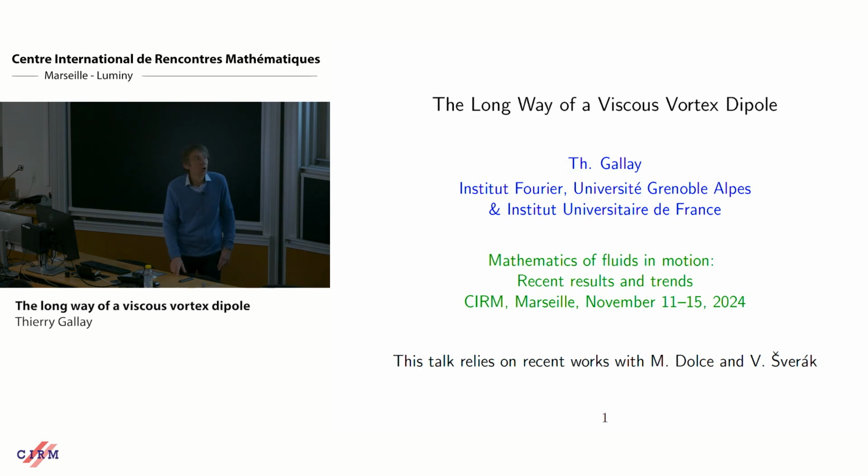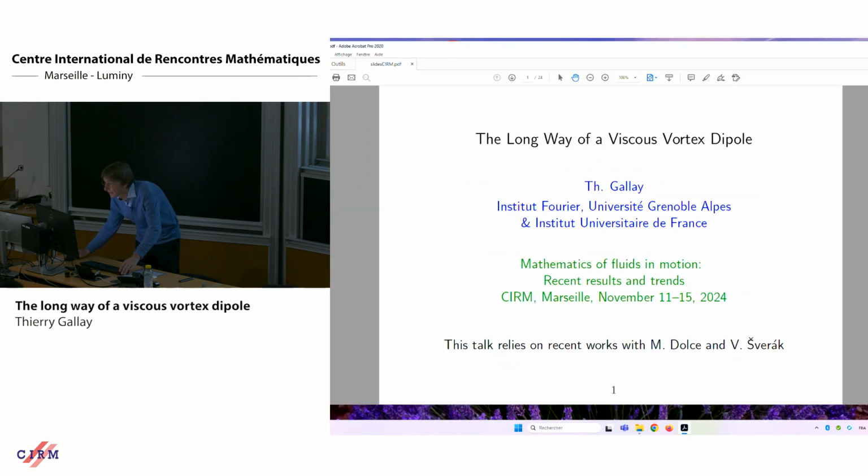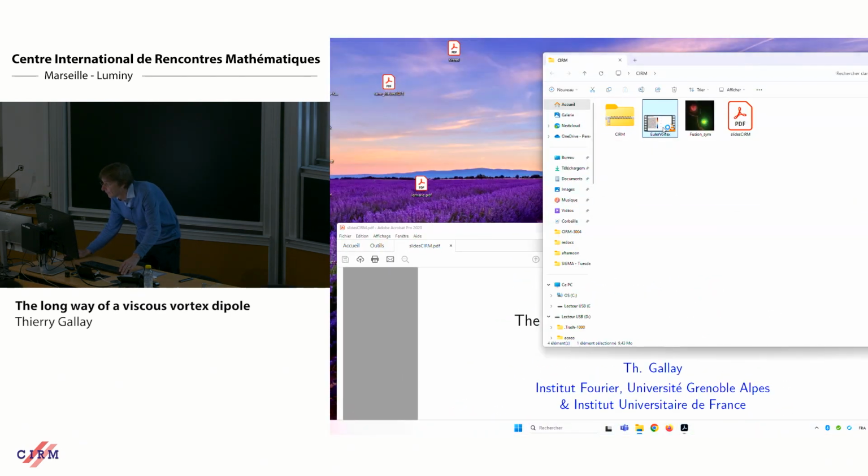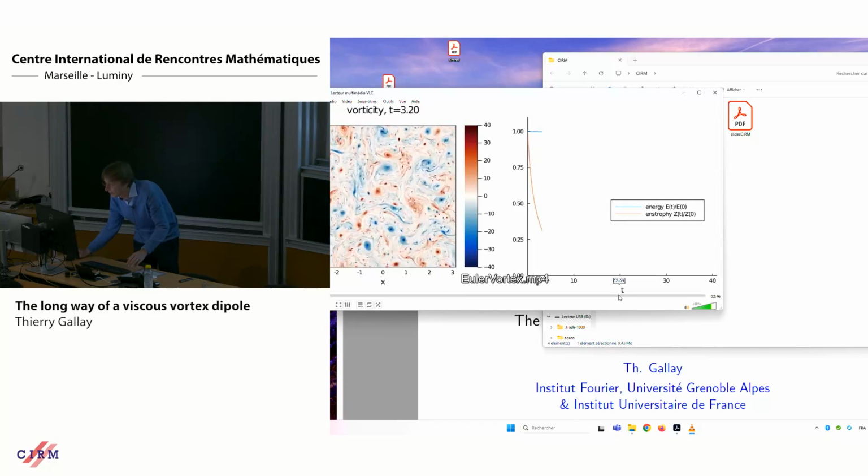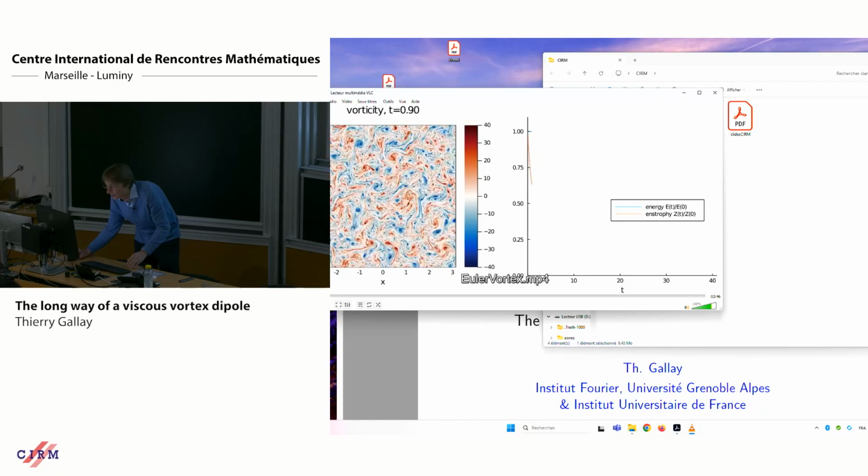Okay, so why are we interested in the interaction of vortices? Because this is very important in the dynamics of two-dimensional viscous flows. And let me show you, if I can, a little movie to convince you. This is a movie stolen from the internet, right? So let me start it again here.